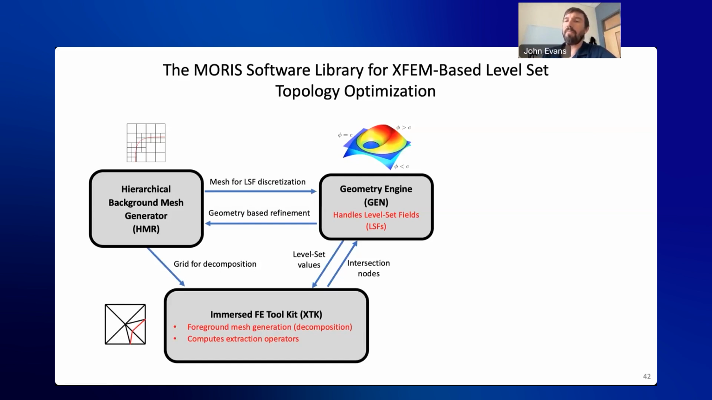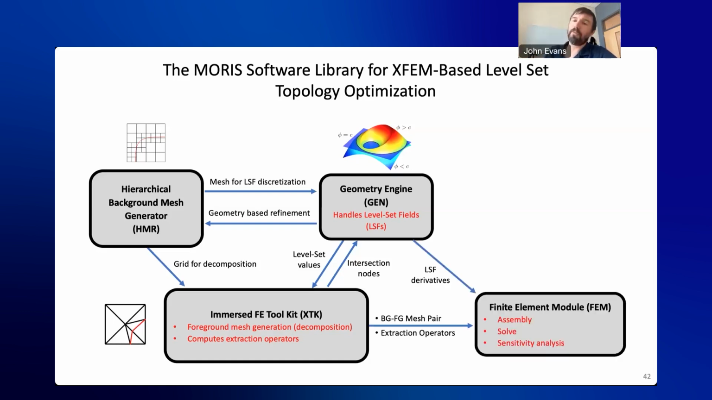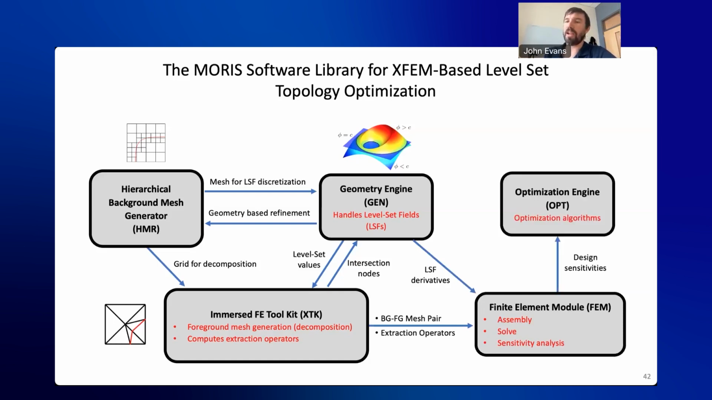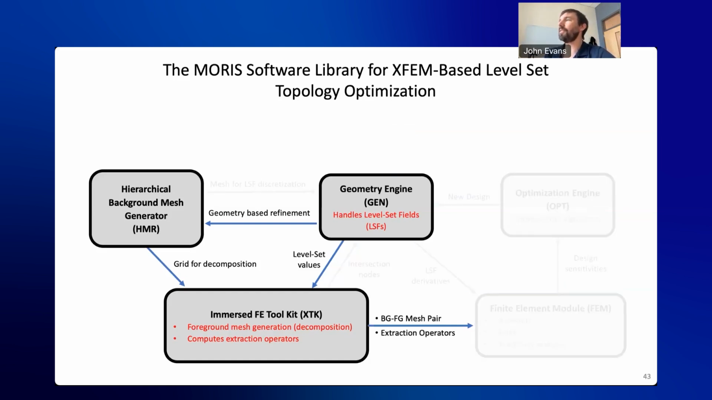Now, Morris allows for immersed analysis directly within it, as well as topology optimization. So it actually has a separate finite element module that reads in a background, foreground mesh pair and extraction operators, and it performs quadrature-based immersed analysis, and then it links up to an optimization engine that reads in design sensitivities and updates the design respectively. But those two parts are not needed for interpolation-based analysis. So Exum really focuses on HMR, Gen, and XTK.